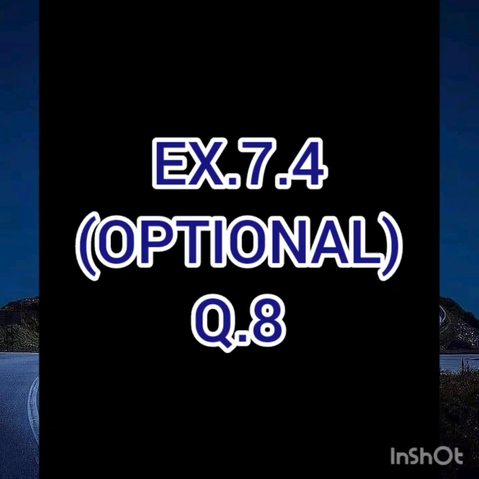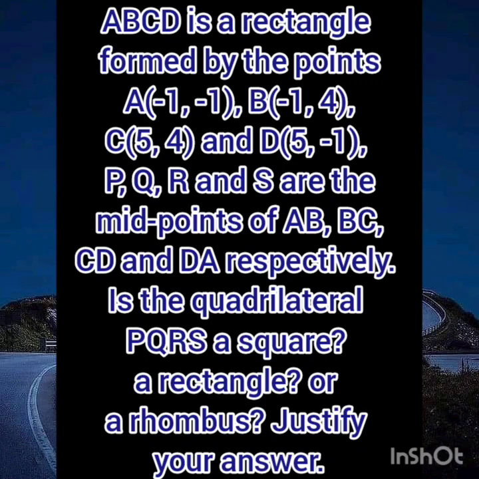It's question 8. ABCD is a rectangle formed by joining the points A(-1, -1), B(-1, 4), C(5, 4), and D(5, -1). P, Q, R, and S are the midpoints of AB, BC, CD, and DA respectively. Is the quadrilateral PQRS a square, a rectangle, or a rhombus?